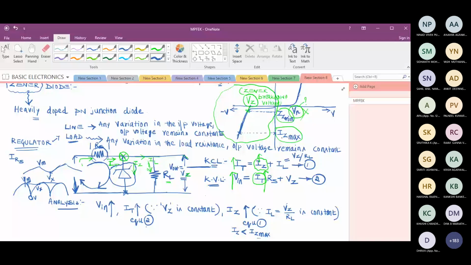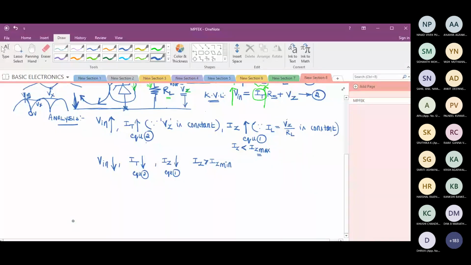A Zener diode. Parallel to the Zener diode. Exactly. So this is my bridge rectifier.